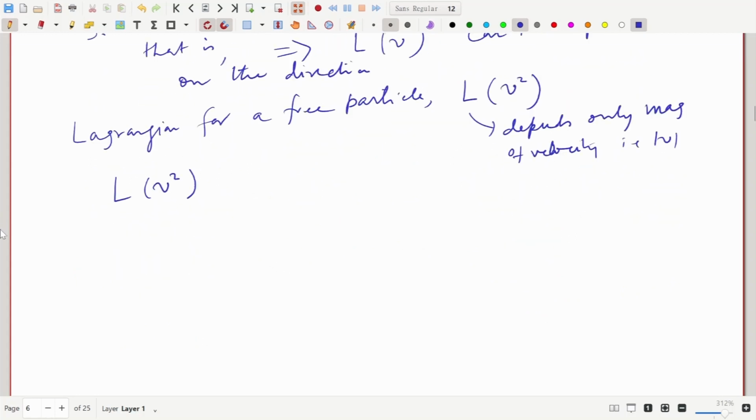Now let us consider two inertial frames, and we will look at the Lagrangian in the different systems. Suppose I have the frame S, say let us assume this is fixed, and another frame S prime which is moving in the x direction with a small velocity epsilon.